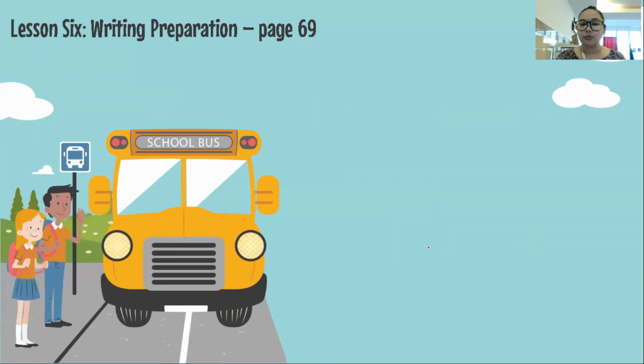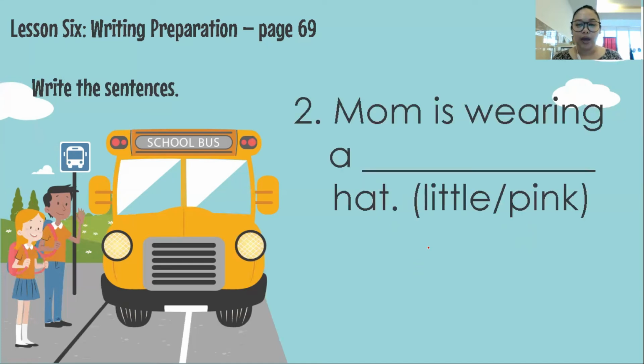Okay, number 2. Mom is wearing a blank hat. So we have here the adjectives little and pink. Which one comes first? The size. What is the size? Which word is the size? Yes, little. Very good. So we write little pink hat. Okay, little, comma, pink, and then the word hat. Mom is wearing a little pink hat. Good.